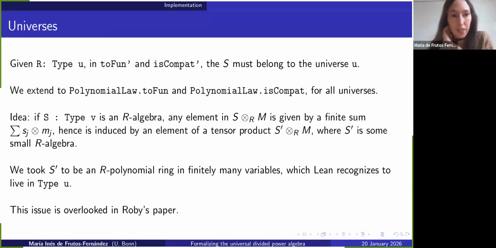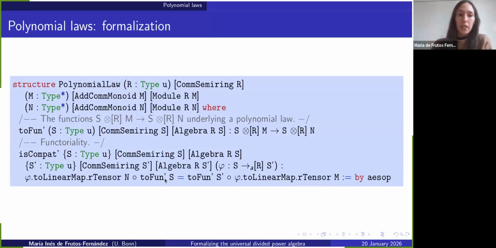The next point where the definitions are a bit different is that in the formalized definition, we have to be careful with universes, which is something that is overlooked in Robbie's paper. What I mean by this is that in Robbie's definition, he's quantifying over all R algebras, but of course, this is going to lead to some kind of Russell's paradox if you are not careful, right? And in fact, if we go back to our definition here, we see that if R is living in some universe level U, we have to also fix the same universe level for S and S prime appearing in these fields.